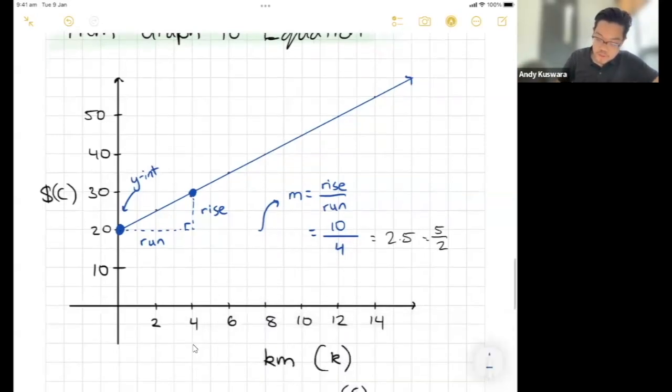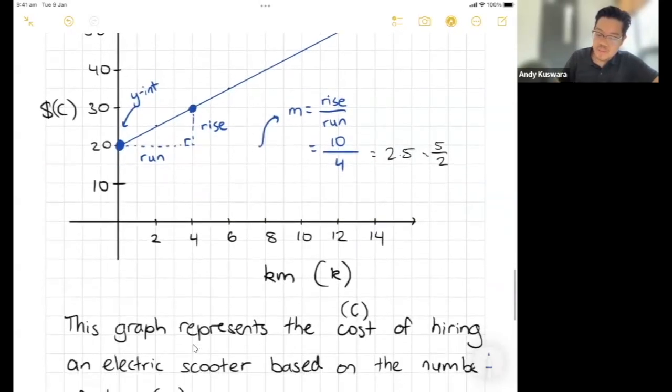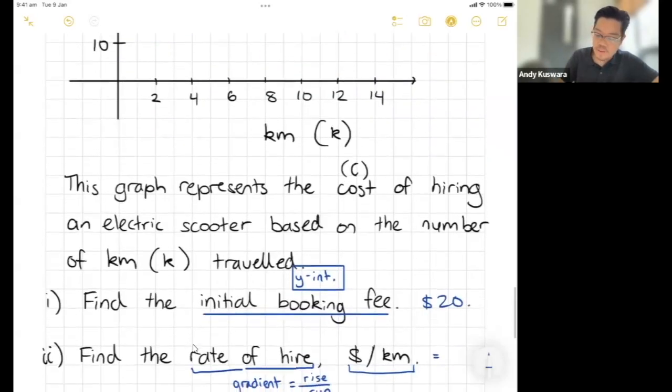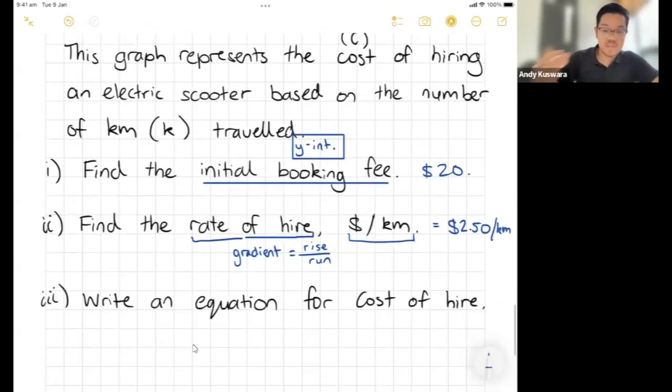Now, with that in mind, I'll keep it as 2.5 because I think that makes more sense for this question rather than 5 on 2, because it's asking for the rate of hire. Essentially what this is saying is this is $2.50 per kilometer. So there's your gradient. That's that answered. Now the last part here is find an equation for the cost of hire.